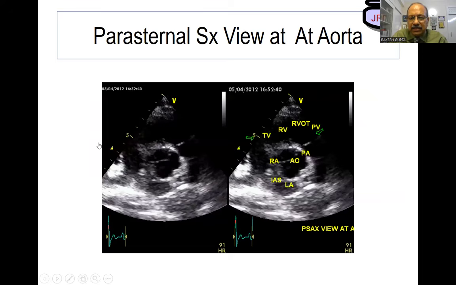And this is what you get: aorta in the center. Left coronary artery, right coronary artery over here, non-coronary cusp, right coronary cusp, left coronary cusp. And the pulmonic artery wraps around the aorta to give rise to the right pulmonic artery and left pulmonic artery. Just behind the aorta is the left atrium. Here is the right atrium. Here is the tricuspid valve. Here is the interatrial septum.